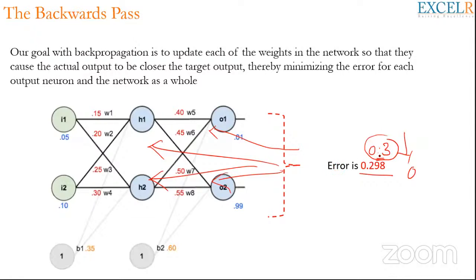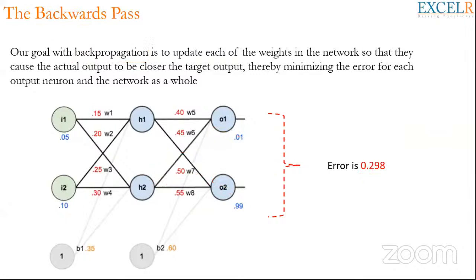Sending this error back to the network is called backpropagation. What is backpropagation? We are backpropagating this error to the network, and the network does something. We'll discuss what it does to reduce this error, and in the next iteration the error is going to be reduced. Now let us understand what the network is going to do.